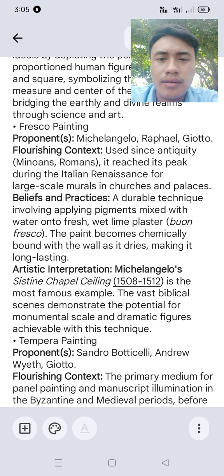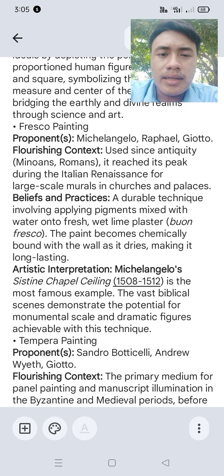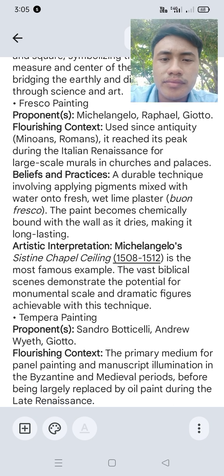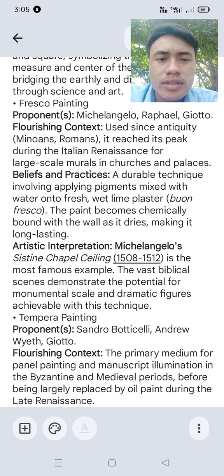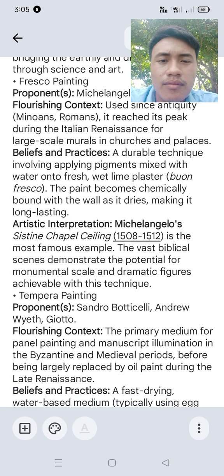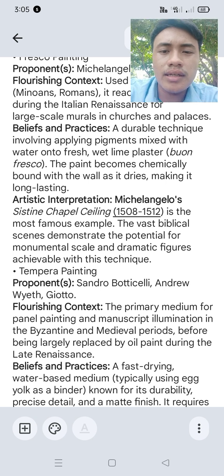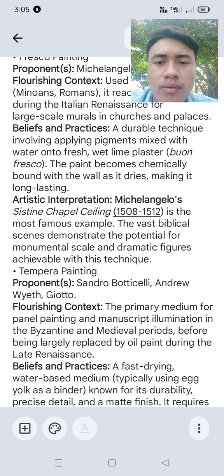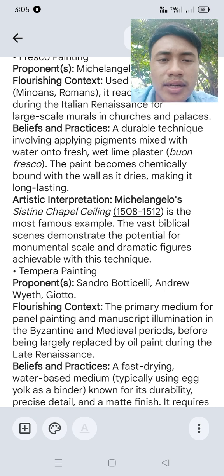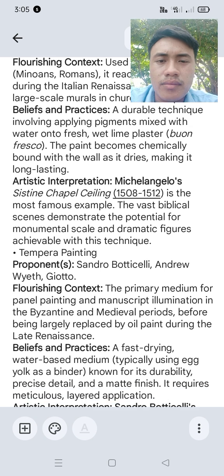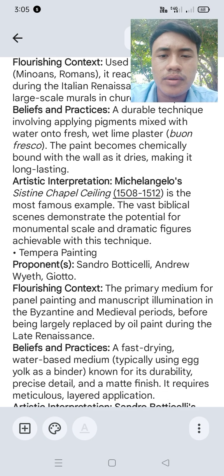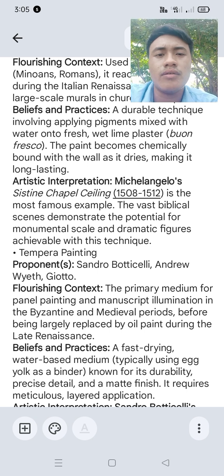Fresco painting. Proponents: Michelangelo, Raphael, Giotto. Used since antiquity, Minoan and Roman, it reached its peak during the Italian Renaissance for large-scale murals in churches and palaces. Beliefs and practices: a durable technique involving applying pigments mixed with water onto fresh lime plaster, buon fresco. The paint becomes chemically bound with the wall as it dries, making it long-lasting.